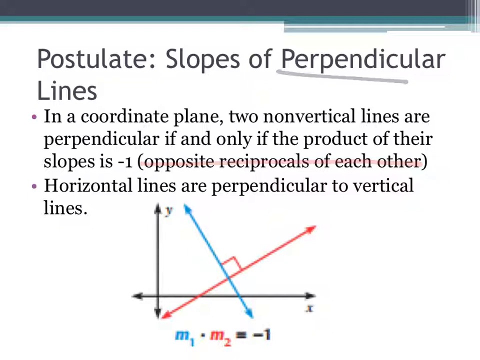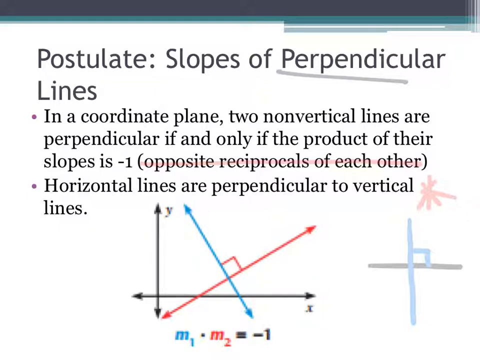Here it says, in a coordinate plane, two non-vertical lines are perpendicular if and only if the product of their slopes is -1. One other important thing to note is that a horizontal line with a vertical line also form perpendicular lines. For example, if I draw a horizontal line here, and then I draw a vertical line, notice where they meet and cross, they form perpendicular lines.